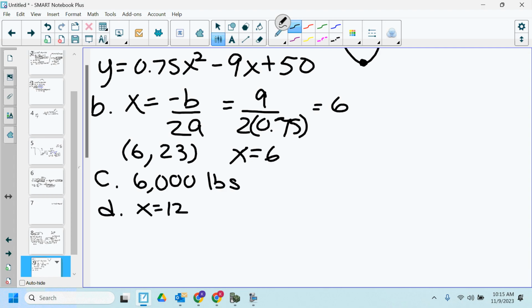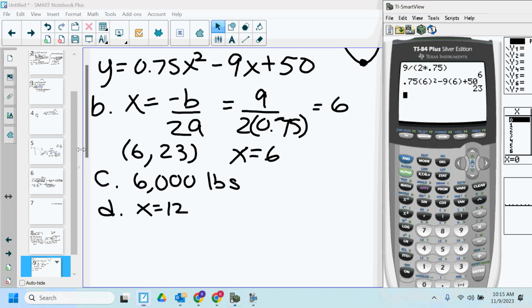Yes, good. I heard somebody say it's 12, right? Because everything was in terms of thousands of pounds. So if I know X should be 12, we want to find the output with that. How can I find the output with that? You just plug it in.